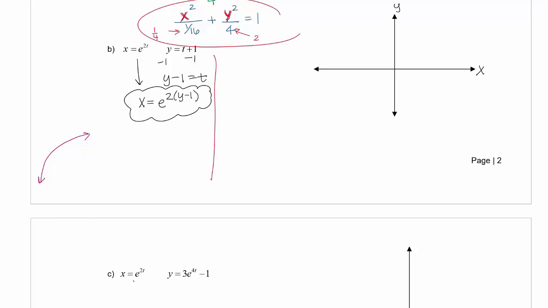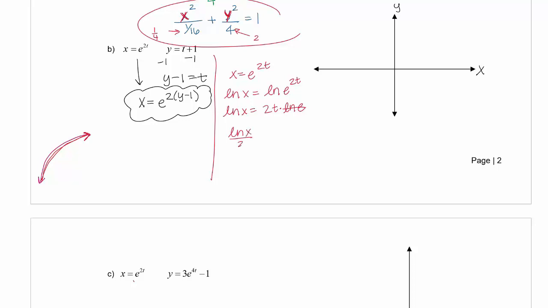Since I know maybe I've graphed it in parametric mode and I know it looks like a natural log curve, I'm going to take this x equals e to the 2t, and I'm going to use my natural log properties to solve for t in this equation. So let's take the natural log of both sides. My exponent can come down in front, so 2t times natural log of e. Natural log of e is 1, so then I can just divide both sides by 2.